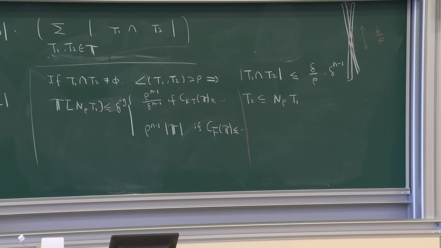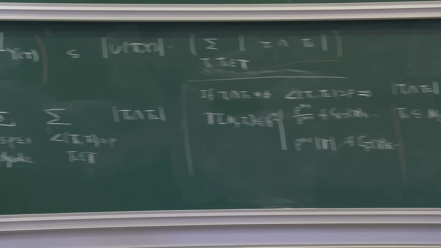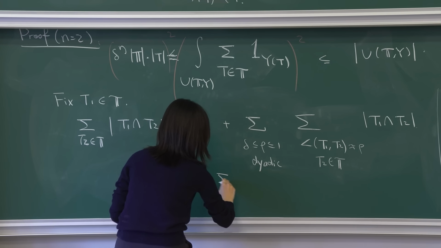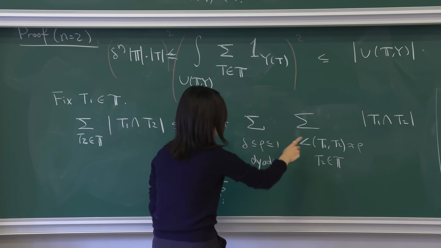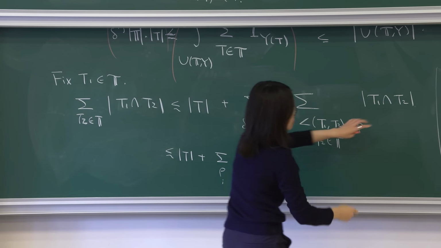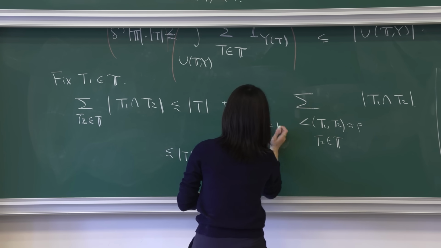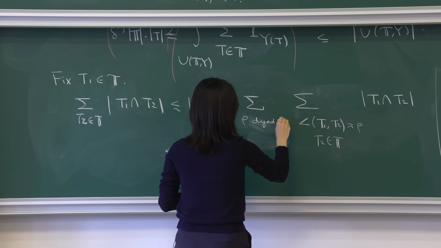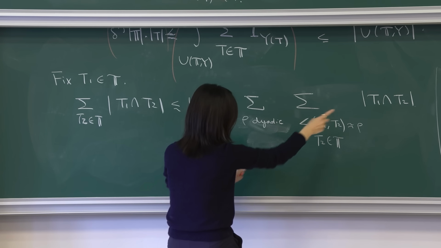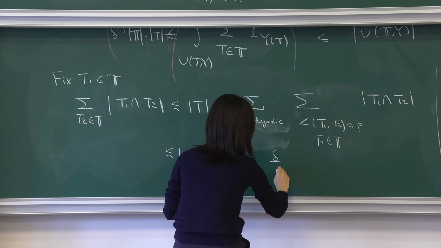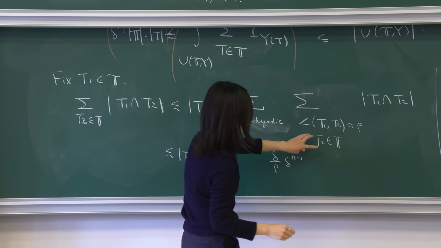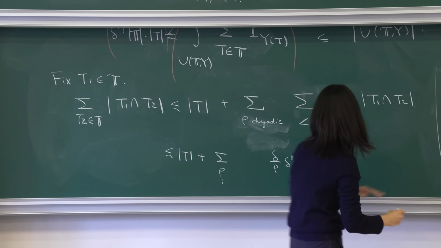And now we can use that to plug in. So this is less than T plus, again, rho dyadic. Here, the volume is, I erase the word dyadic here, just rho. This volume is delta over rho times delta to the n minus 1. And then how many T2 are there such that the intersection is non-empty is this number.